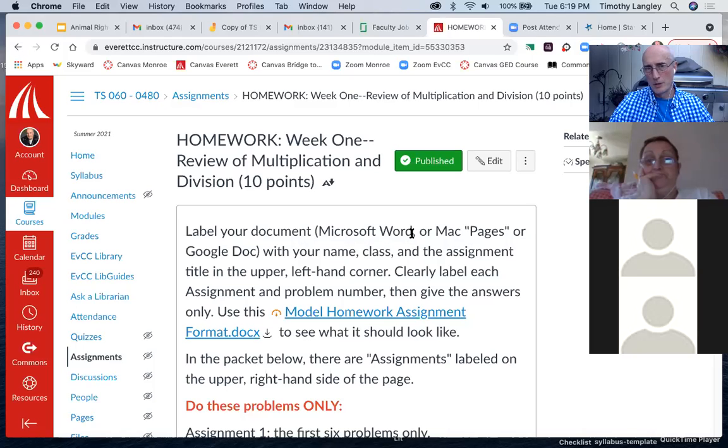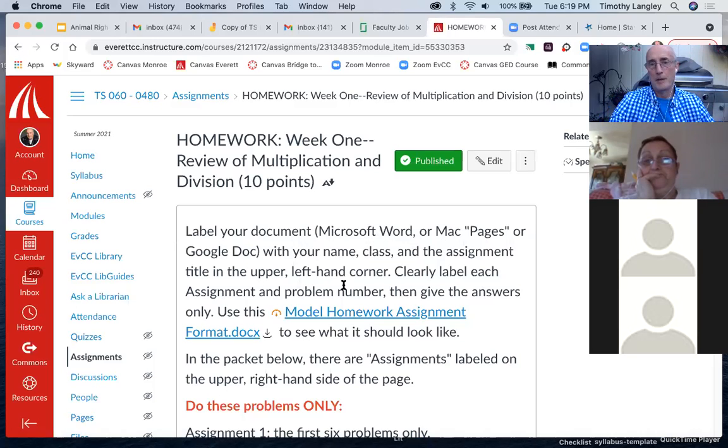Now, if you're looking at those words and you have no idea what they mean, Microsoft Word or Mac Pages, ask somebody you know who understands computers, or send me an email. And if there's nobody in your life you could ask, they'll understand that and explain whether or not you have that on your computer. Okay. And then it tells you to put your name, the class, and the assignment in the upper left-hand corner.